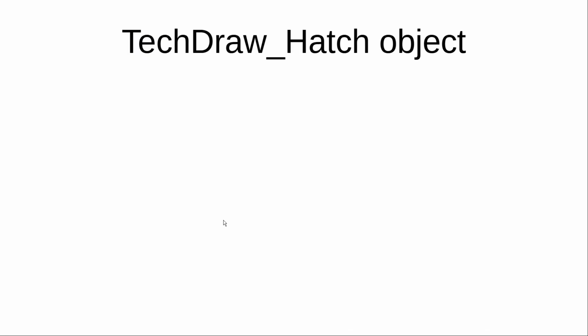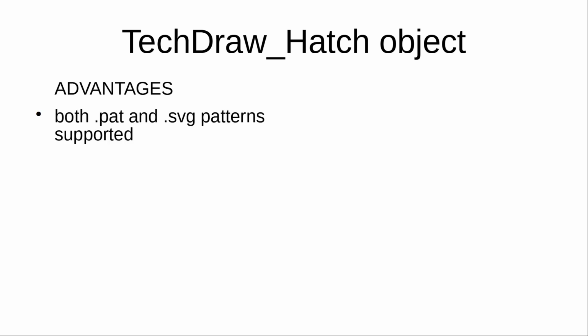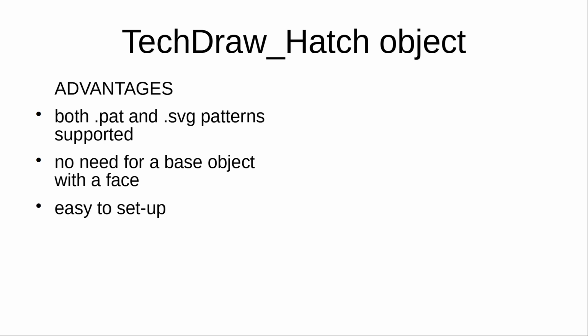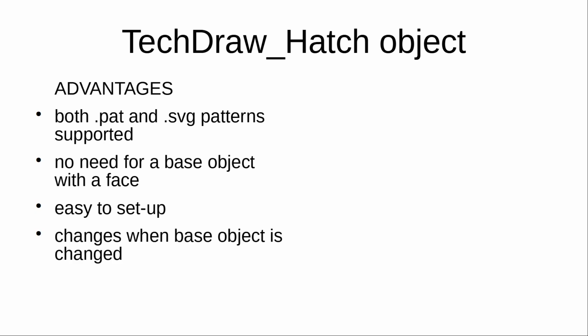So this is the third option, creating TechDraw hatch object. Let's take a look at advantages. The first one, that you can easily use both pattern and SVG patterns. There's no need to create the base object with the face. This is a big advantage. It's easy to set up and work with. Changes when the base object is changed, they sometimes work, sometimes they don't. I put it here into advantages, but you saw in my example that you cannot really rely on that.